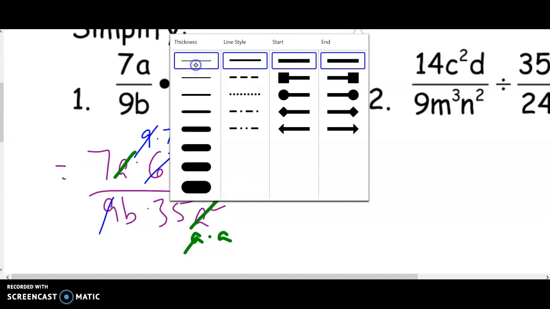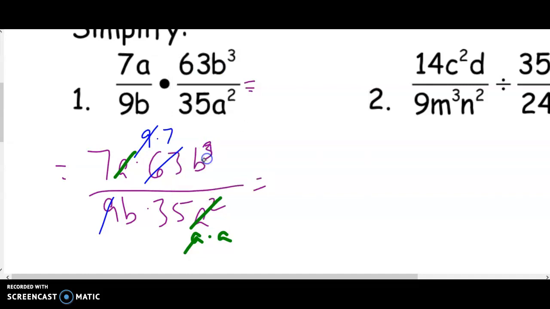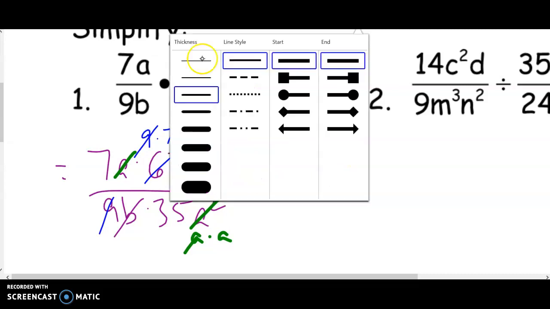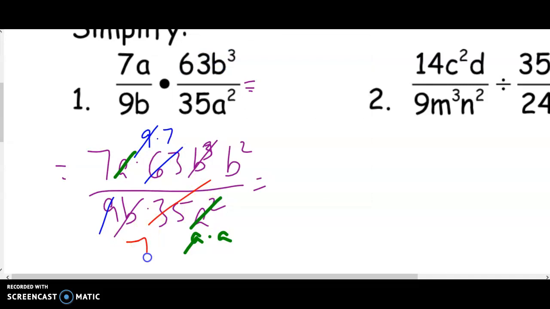B cubed over b on the bottom, that's a 3. So one of those will cancel. That leaves you b squared. So at the end, 7 times b squared. Oh, there's quite a bit more I can do. I'm sorry. Let's go back. We have that 35 in your denominator. So that's just 7 times 5. So 7 and 7. So now we're done.